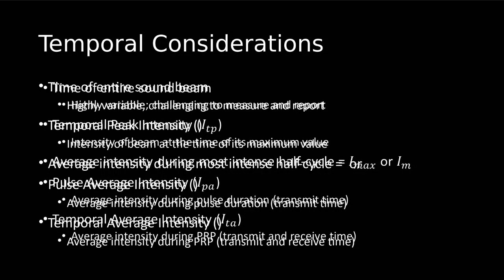When we are looking at time, again, similar to the spatial considerations, we're looking for the peak intensity and at what time that occurred. So we're no longer looking at what distance that occurred at, we're looking at what time that occurred at. We are looking for the average intensity, similar to the average spatial intensity. We are looking at the cross-section of time, the overall time average of that beam. We are also looking at the pulse average intensity, and this is going to be the average intensity during pulse duration. So we're not looking at our listening time with this.